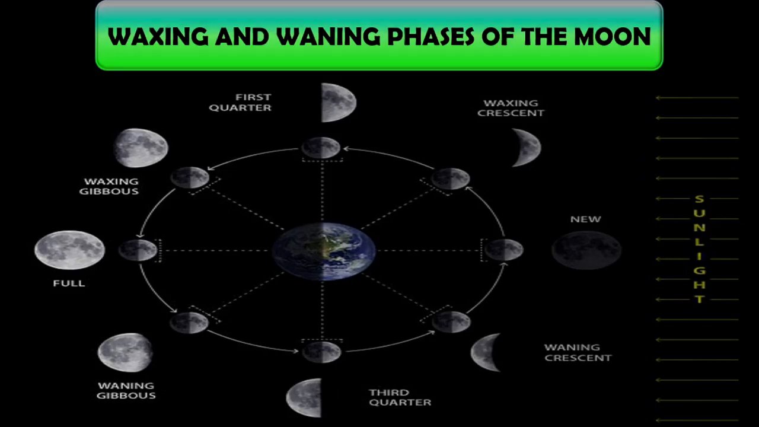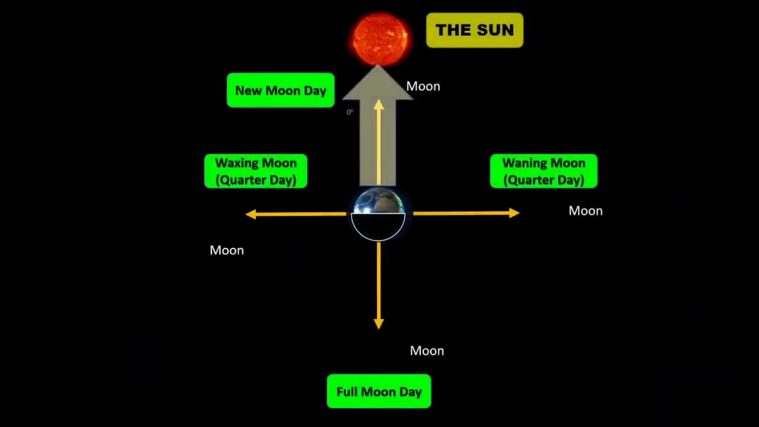We see the phases of the moon in the sky from the earth. They are the illuminated portion of the moon. They become visible due to the sunlight reflecting from the moon. While revolving around the earth, the moon is on the opposite side of the sun on a full moon day, whereas on the new moon day, it is positioned between the sun and the earth.